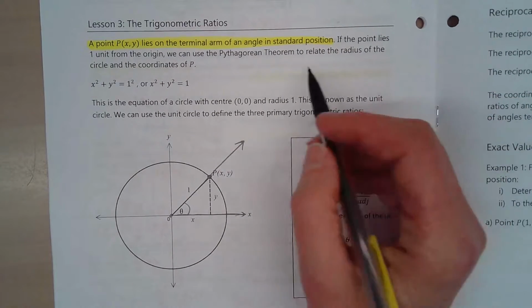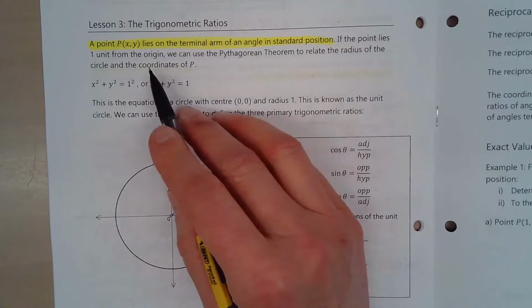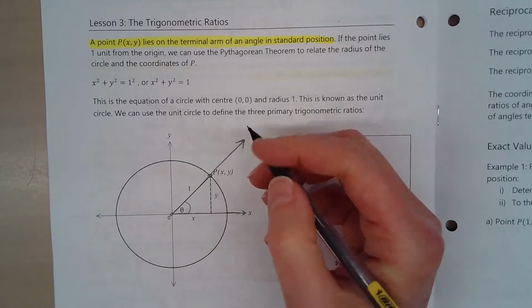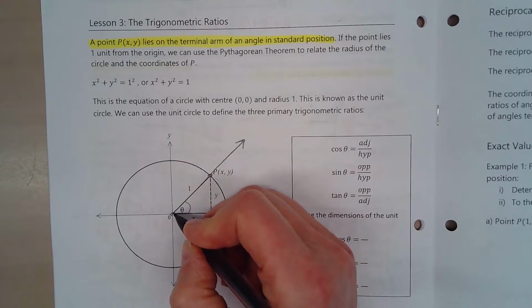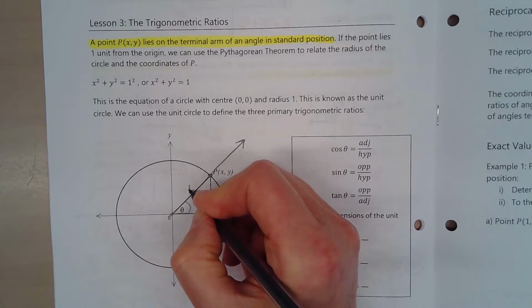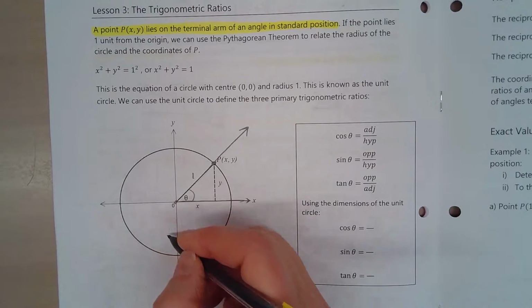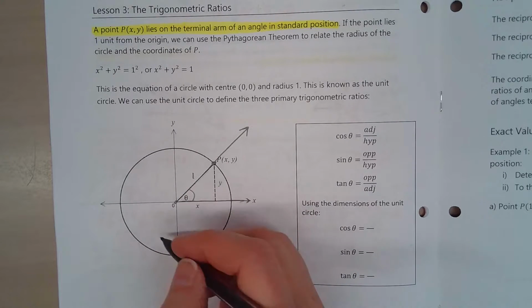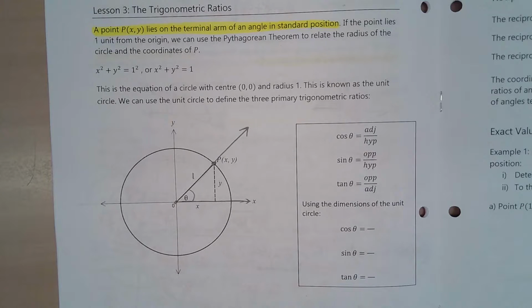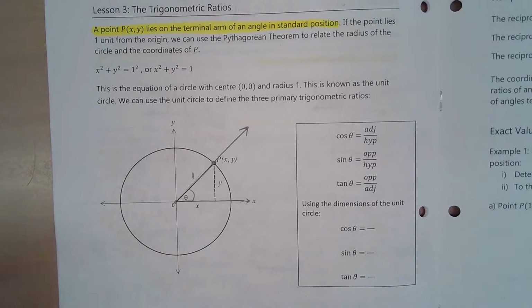If the point lies 1 unit from the origin, we can use the Pythagorean theorem to relate the radius of the circle and the coordinates of P. Basically, we've got a triangle embedded in a circle. This is a special circle because we've chosen a radius of 1. We talked yesterday about how it doesn't really matter how big I make the circle. One rotation of any size circle is 360 degrees or 2 pi radians. So we may as well make the circle as small as we possibly can to make it nice to work with. But these trig ratios could be used with any size circle.